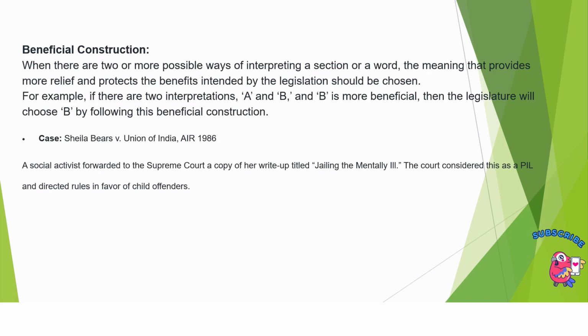Beneficial construction. When there are two or more possible ways of interpreting a section or a word, the meaning that provides more relief and protects the benefits intended by the legislation should be chosen. For example, if there are two interpretations, A and B, and B is more beneficial, then the legislature will choose B by following this beneficial construction. Case law is Sheela Barse versus Union of India, AIR 1986. A social activist forwarded to the Supreme Court a copy of her write-up titled "Jailing the Mentally Ill." The court considered this as a PIL and directed rules in favor of child offenders.